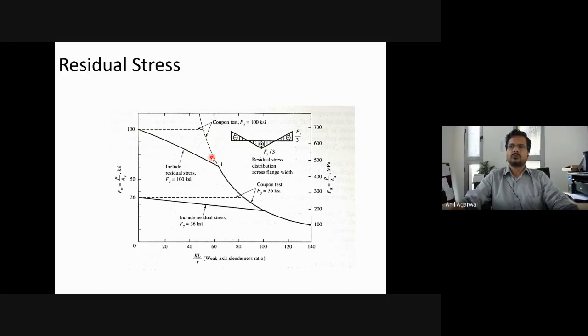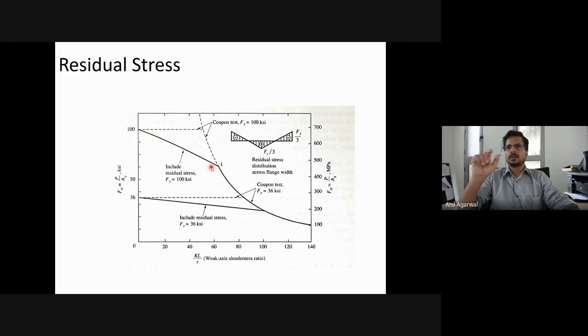I would not say more important one, but the residual stress factor is more significant for columns of certain slenderness values, and the imperfection factor is more significant for columns of slightly different slenderness value. That is in this domain. That's where the imperfection factor starts to play a more significant role. Okay, so this method, of course, does not account for that.